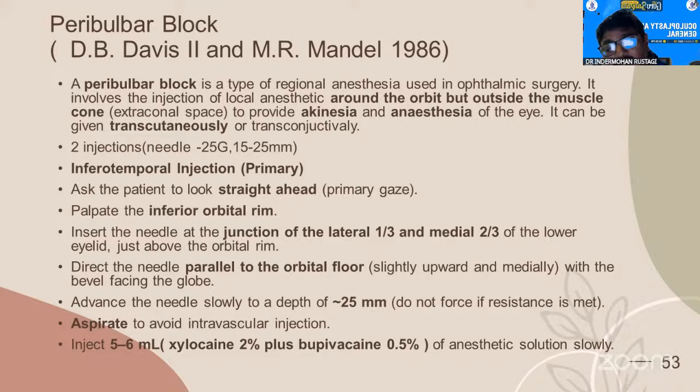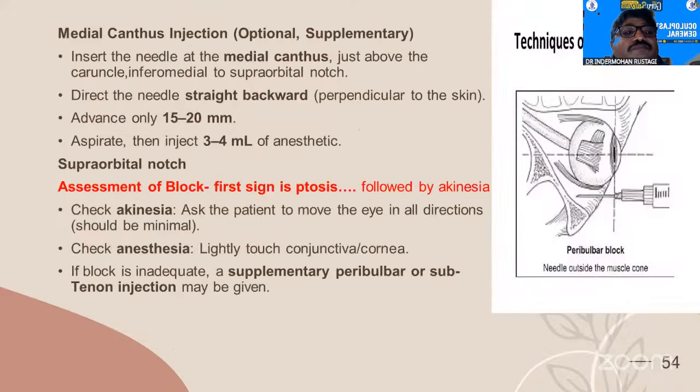And again, the important thing is, once we have injected the needle, we have to aspirate so that we are not in any intravascular injection. Here the volume injected is around 5 to 7 ml of the mixture of xylocaine and bupivacaine. Another option is, if the effect is less, we can give a medial canthus injection to supplement it, and the volume required is around 3 to 4 ml.